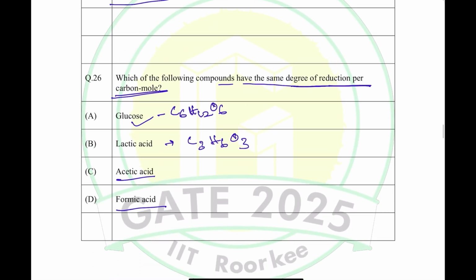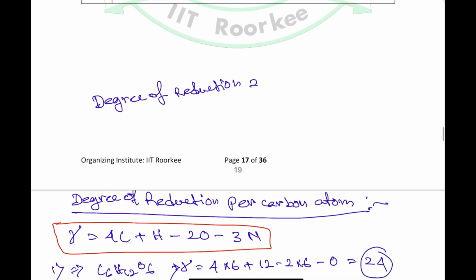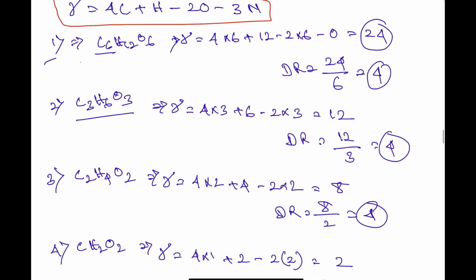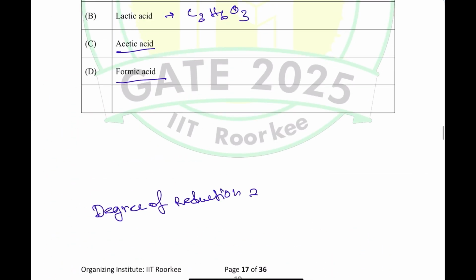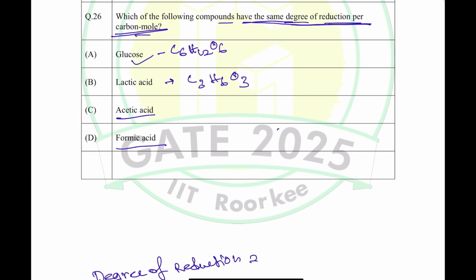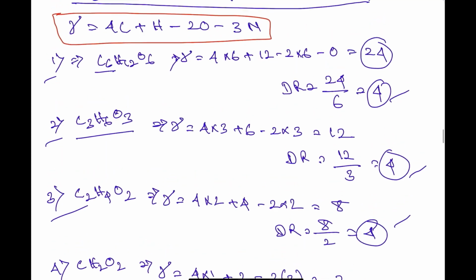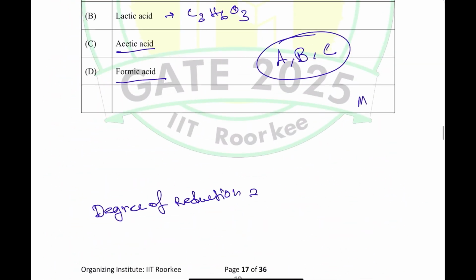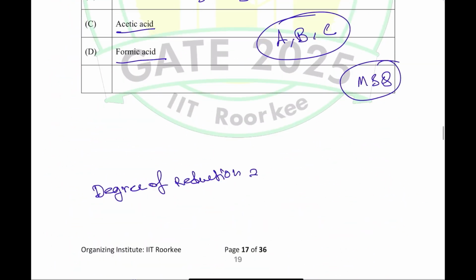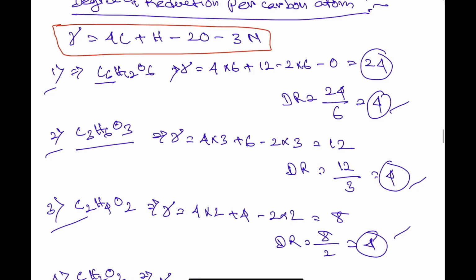So the question is, which following compounds have the same degree of reduction per carbon molecule. So we get that options 1, 2 and 3 have the same degree of reduction, which is 4. So here our options A, B and C will be correct. So this one is a two-mark question. So you need to remember this formula, okay?